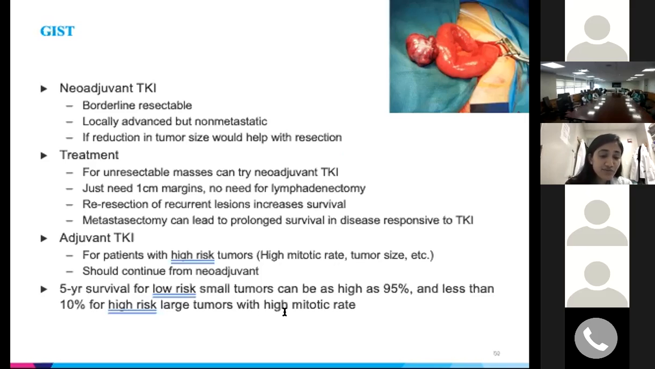Typically, patients tend to do really well. 5-year survival for low-risk tumors can be as high as 95%, and less than 10% for high-risk large tumors with a high mitotic rate. So it's just very important to catch that and start imatinib if they have those high-risk features.